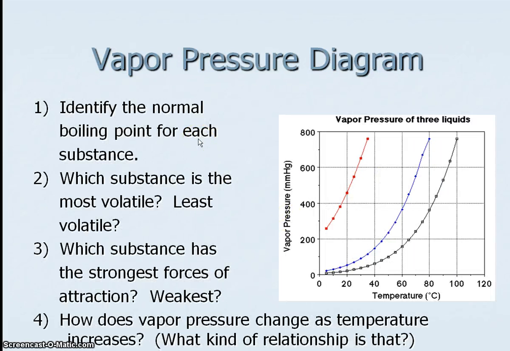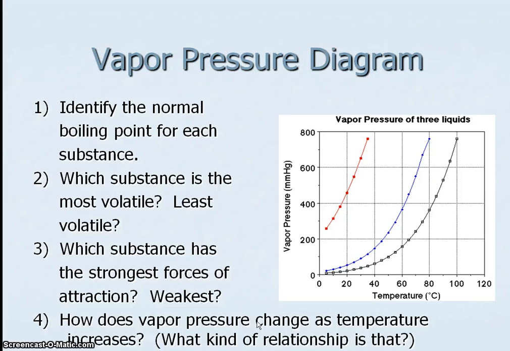So the first question says identify the normal boiling point. And again, normal, when you see that, you need to think standard pressure. So if you look at the graph, the unit for pressure is mmHg. Standard pressure for that unit is 760. So if you go up to 760 and over to each line and see what temperature it is, that would be your normal boiling point.